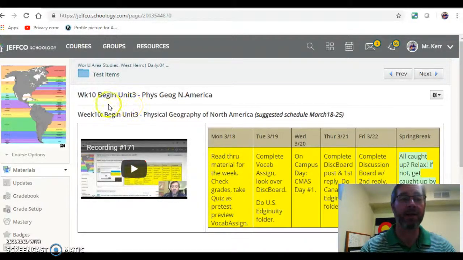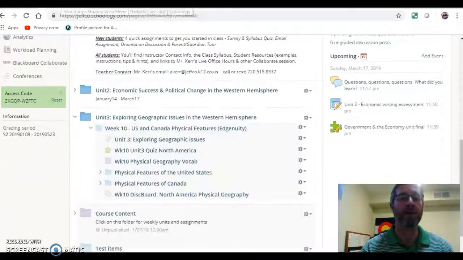We're going to start Unit 3, and we're going to be looking at the physical geography of North America as our first week here. Now, Unit 3 is exploring geographic issues in the Western Hemisphere, so we're really going to be tying together the historic stuff we looked at, the beginnings of civilizations in the Western Hemisphere from last semester, and then tying together the economic information and the political information that we learned in Unit 2 earlier this semester, and putting it all together for exploring geographic issues in the Western Hemisphere.